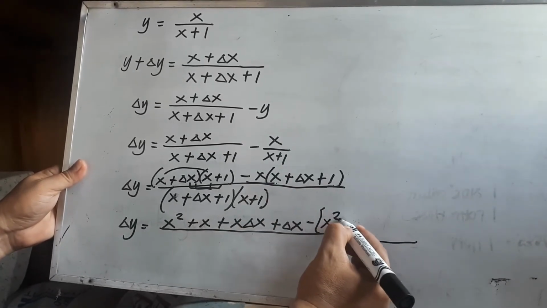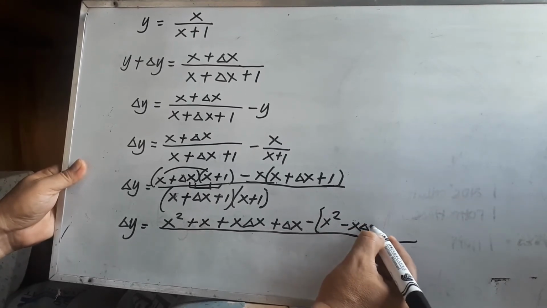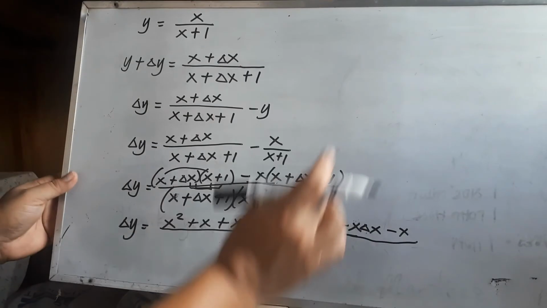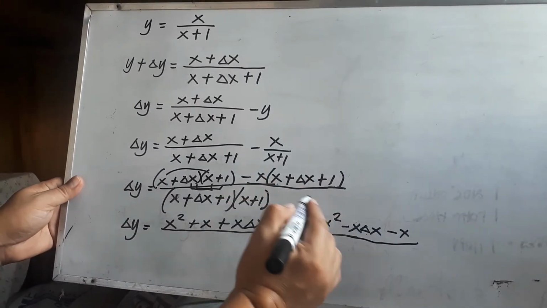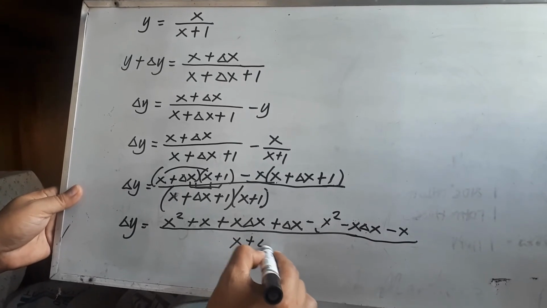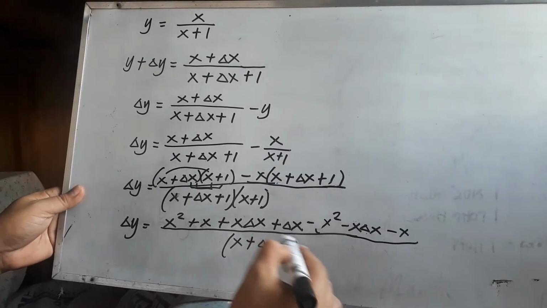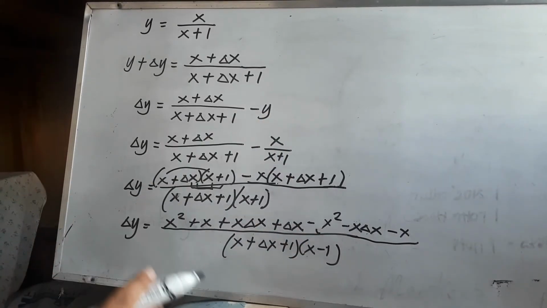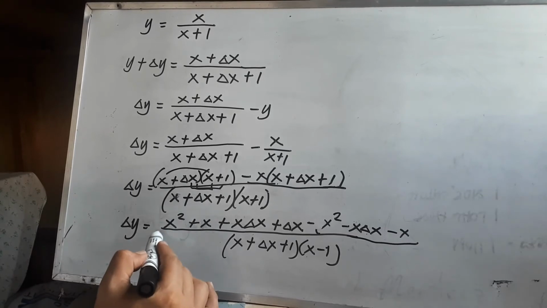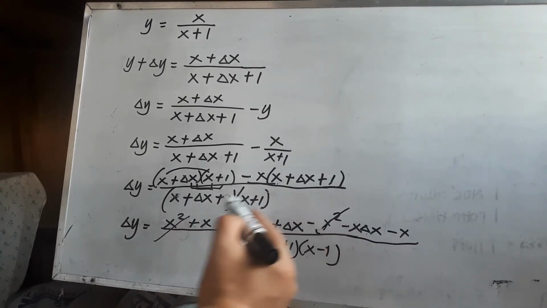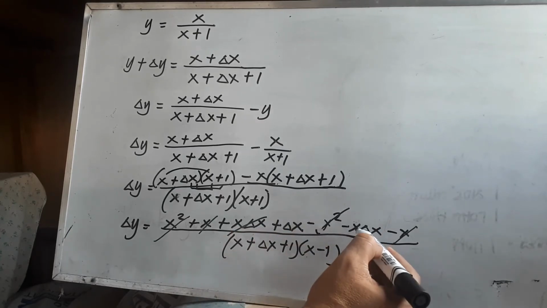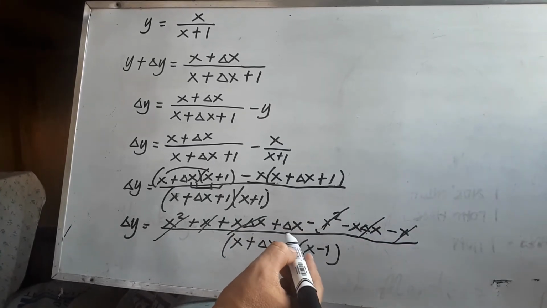Okay, distribute. So we have x squared minus x change of x minus x. I will just remove now the parentheses. So x squared minus x change of x minus x. Same denominator, we have x plus change of x plus 1, and then we have x plus 1. Okay. Next step, we are going to simplify this one. What shall we do next? We can cancel out x squared with x squared. Plus x minus x. We have x change of x, we have minus x change of x. What remains now will just be the change of x.